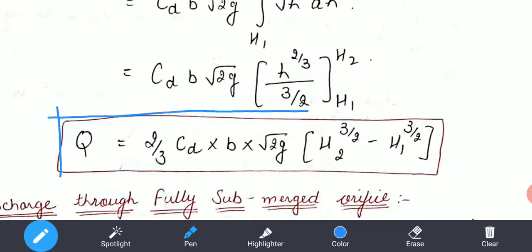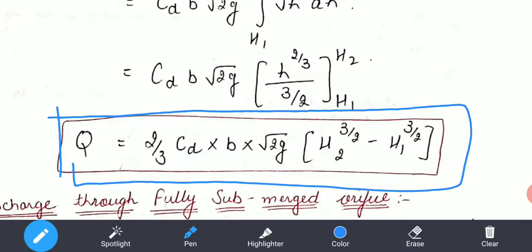Q is equal to 2 upon 3 Cd into B into under root 2g, H2 to the power 3 by 2 minus H1 to the power 3 by 2. This is how we obtain the discharge through a large rectangular orifice. Remember, this is for a large rectangular orifice.